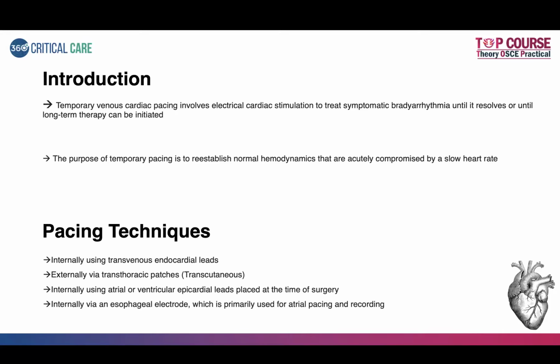That's transcutaneous pacing. Or internally via atrial or ventricular epicardial leads placed at the time of surgery, most commonly CABGs or any valve surgery. Or it can be placed internally via an esophageal electrode, which is primarily used for atrial pacing and recording. This is just from a theoretical perspective, but it's not very commonly used.